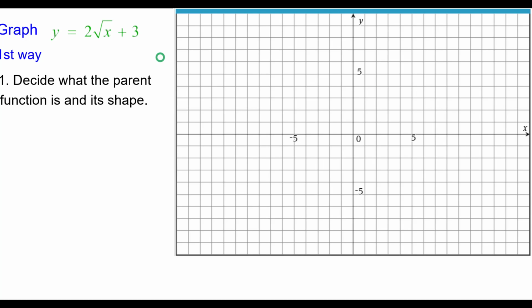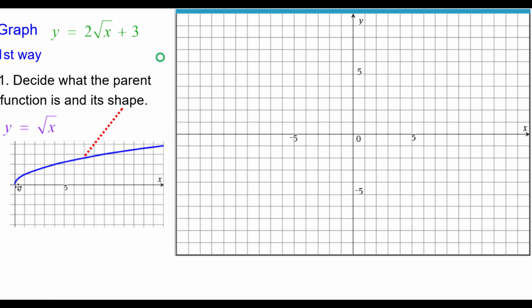First, we need to decide what the parent function is and its shape. Y equals the square root of x, or radical x, is the parent function, and its shape is this half sideways parabola, if you will. And we're going to keep that in the back of our minds as we're graphing this function.